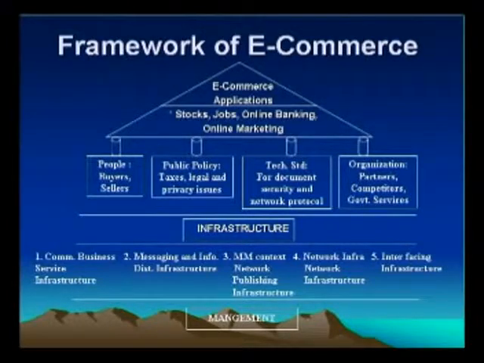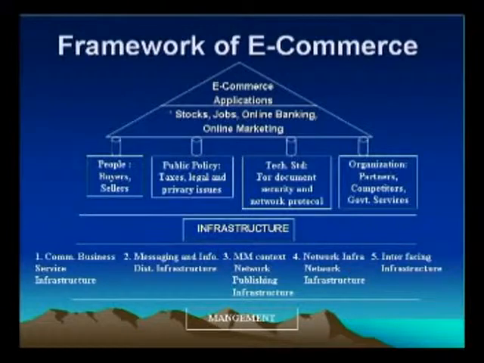On seeing the organization, it can be partners, or it can be used for strengthening relationships between the partners, competitors, or we can use any sort of government services for doing this type of business. On seeing the third level, we can call it the management level. It has 5 different service infrastructures. First one, we can call it the common business service infrastructure, which can be used for encrypted credit card payment systems. We can call it secure smart cards, or it can be used for authentication purposes.